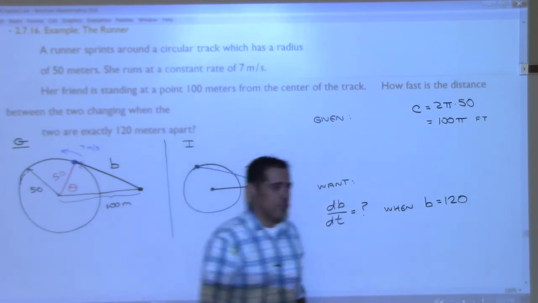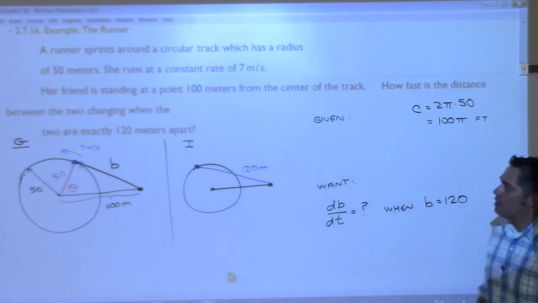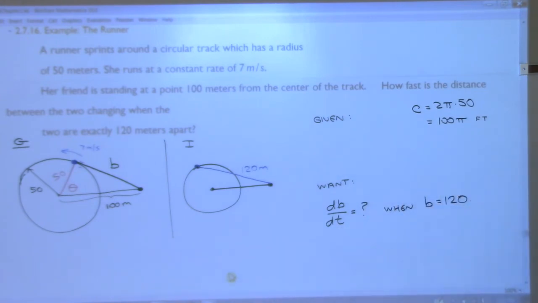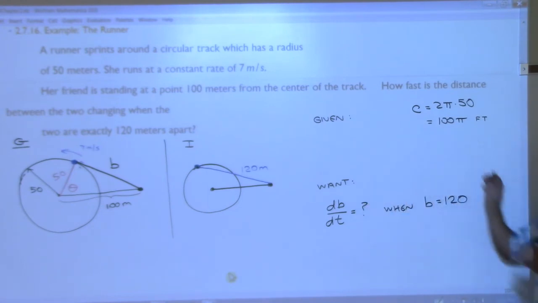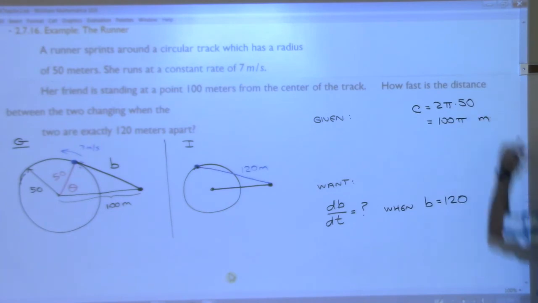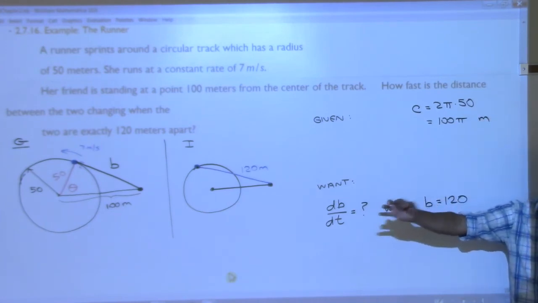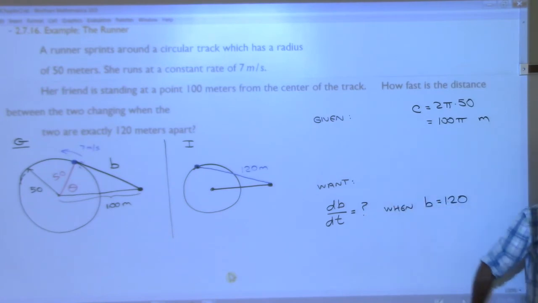Now how fast is she running? 7 meters per second. The track is 100 pi. I said feet? Yeah. Sorry, this is supposed to be meters, because meters are in here. 100 pi meters long is the track if you lay it out straight. She runs 7 meters every second, right? How many seconds is it going to take her to go around the track one time?